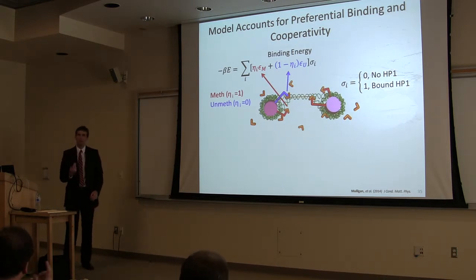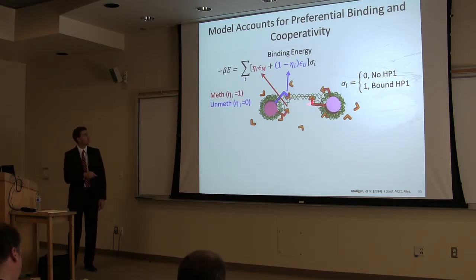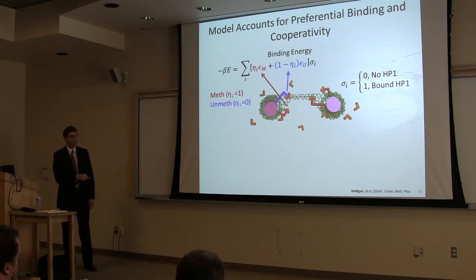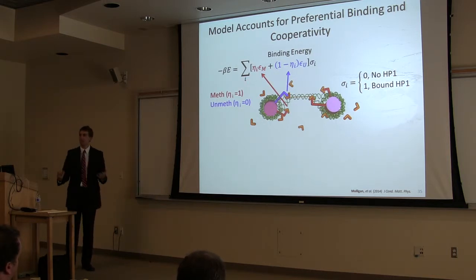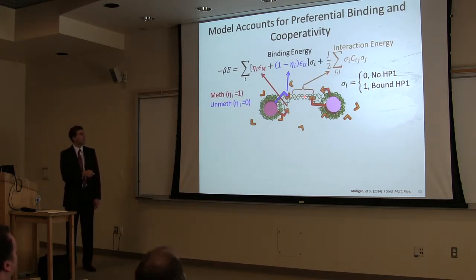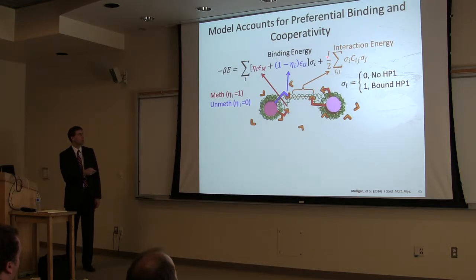And so our model is going to account for two energies for HP1. The first is the binding energy. So we have HP1 that can bind to these tails, and if the tails are methylated, it'll have a binding energy of epsilon m, and if they're unmethylated, a binding energy of epsilon u. And of course, because it favors the methylation mark, the epsilon m term is going to be larger. Now, if the HP1 is bound to two tails that are within that cutoff distance alpha, then there'll be a favorable interaction energy that's given by J here.